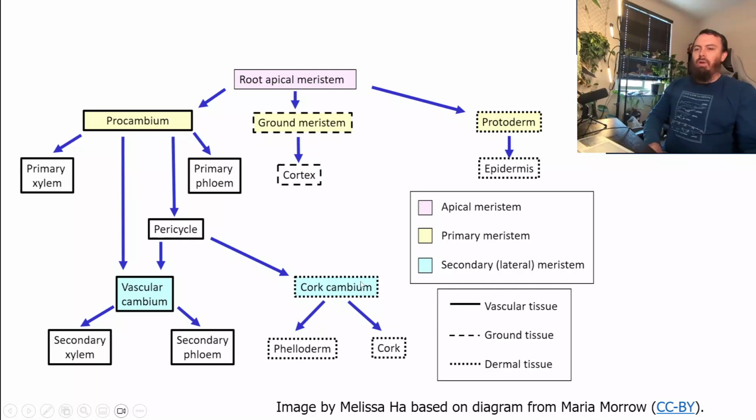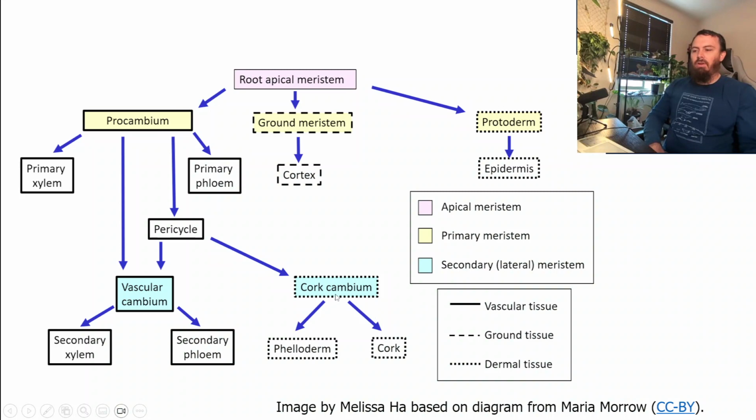Now, when we're looking at root apical meristem, it's a pretty similar story. You have protoderm to epidermis, ground meristem to cortex, and then you have procambium to primary xylem and phloem. But then it also goes down to the vascular cambium, secondary xylem and phloem, similar to last time. But it also turns into the pericycle, which will then turn into cork cambium.